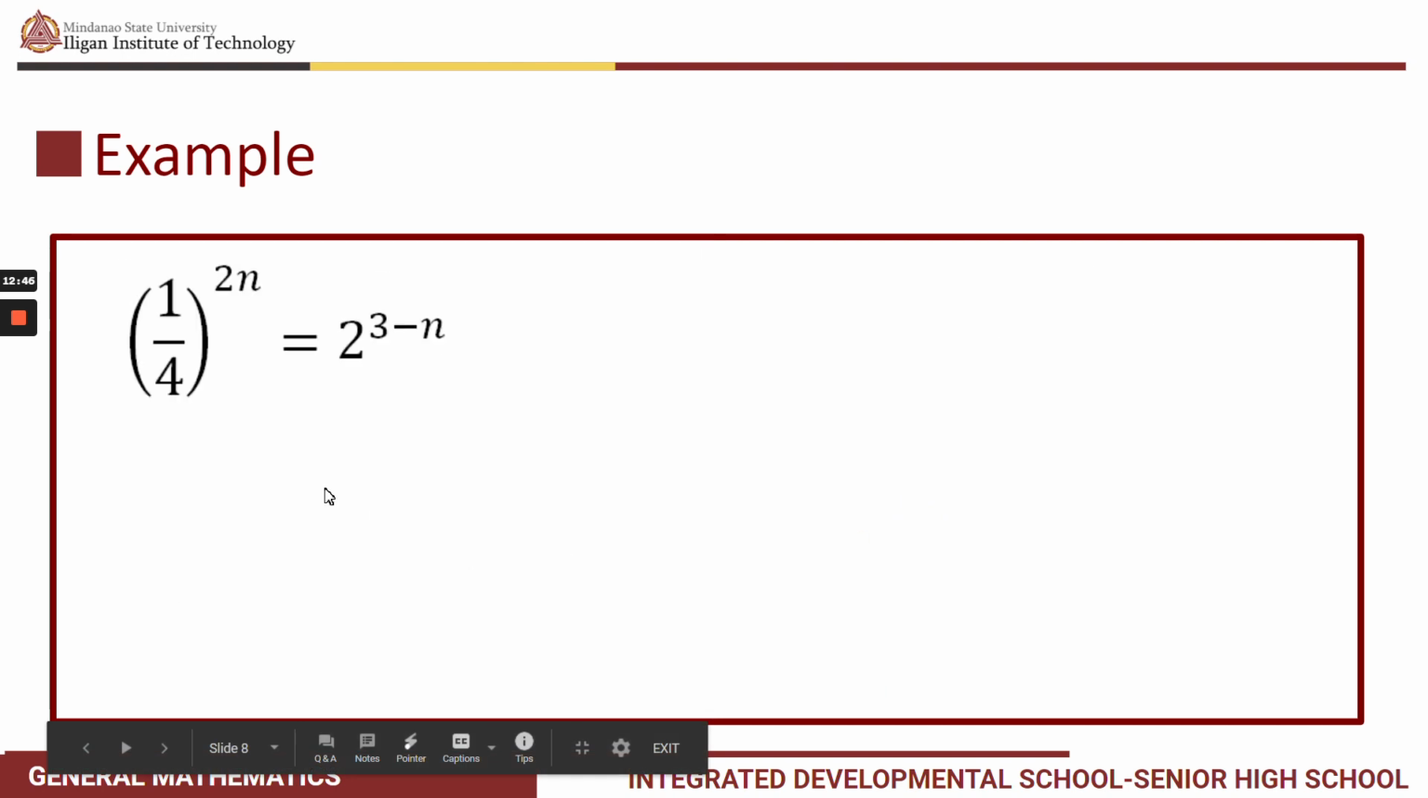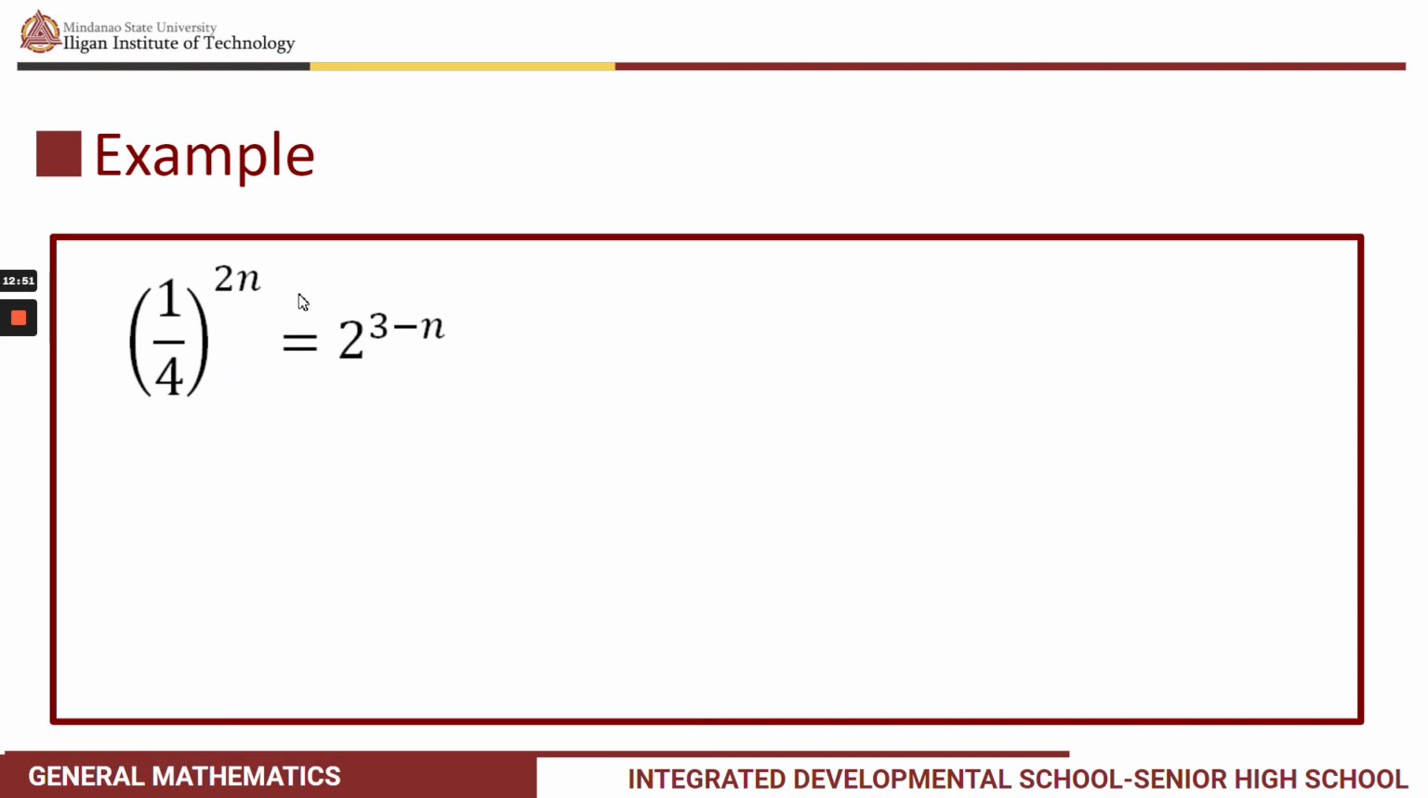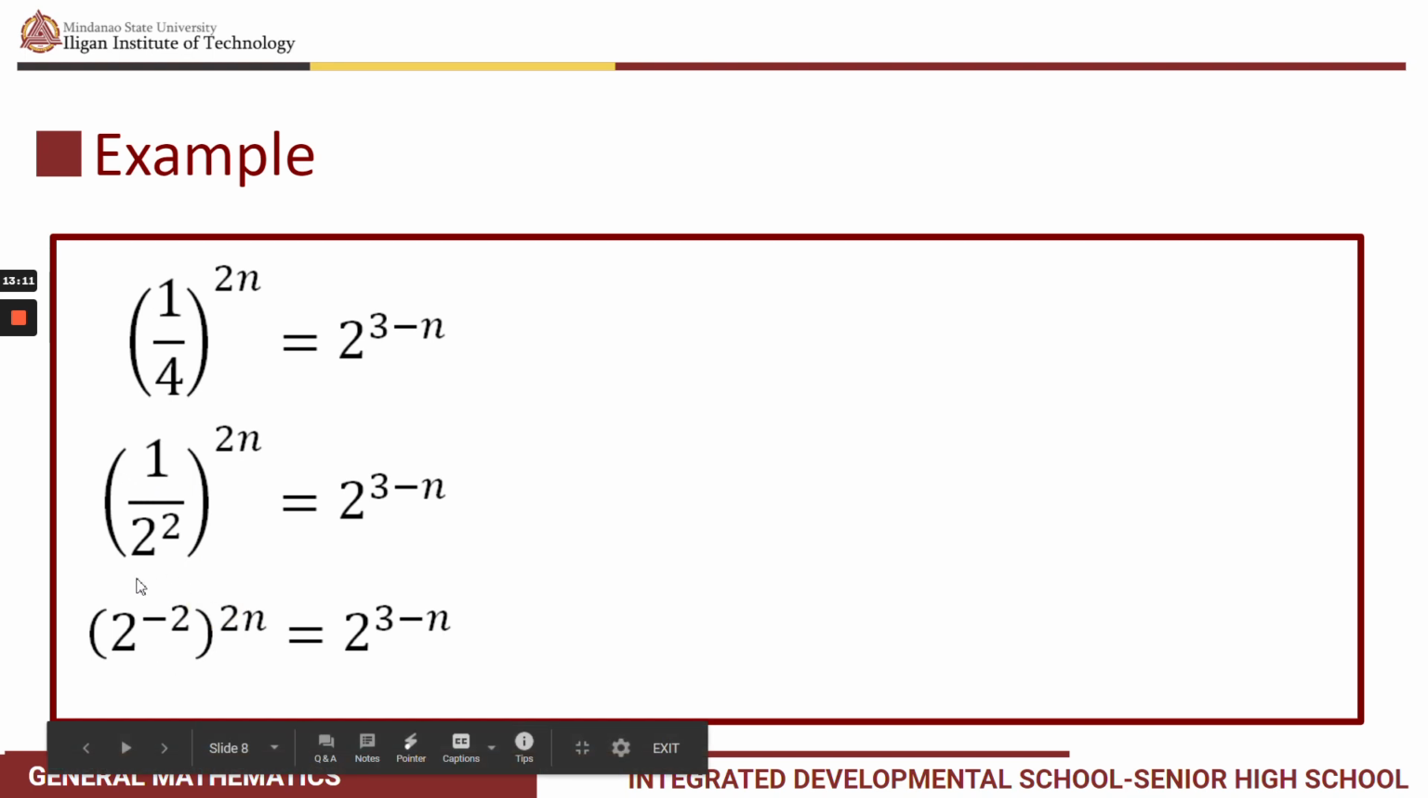Okay, let's have another example here. 1/4 raised to 2n equal to 2 raised to 3 minus n. So, meron tayong base na 2 tsaka 1/4. Pero si 1/4, pwede natin yun i-express as a power of 2. Paano ba? Diba si 4 is just 2 squared? Okay. Tapos, since naka 1 over 2 squared man, pwede natin siyang gawing 2 raised to negative 2 using the laws of exponent.